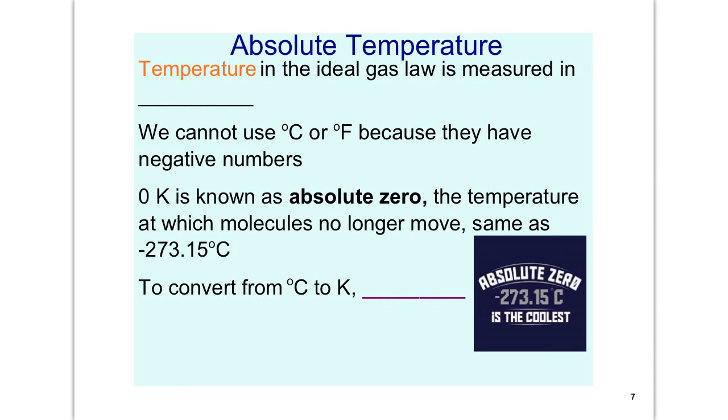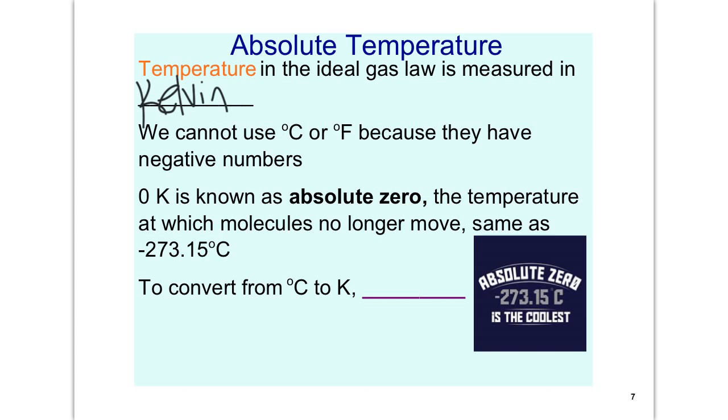Then we start talking about absolute temperature. So temperature in an ideal gas is going to be measured in a unit that we call Kelvin. You typically hear temperature measured in degrees Celsius or degrees Fahrenheit. However, when we are talking about gases, we really can't use those because they have negative numbers, because otherwise you would start getting negative volumes or negative pressures, and those just really don't exist. So we actually have to use this unit called Kelvin, and really all Kelvin is, is a good way to start at absolute zero.